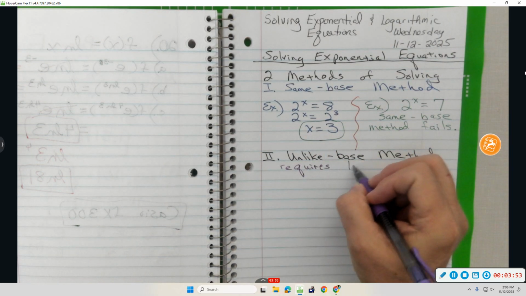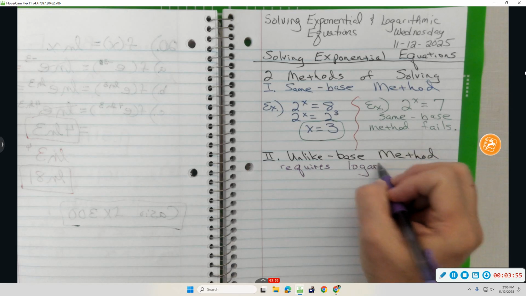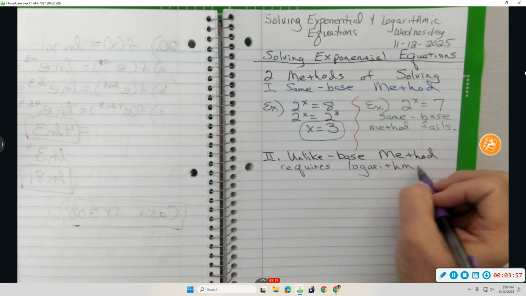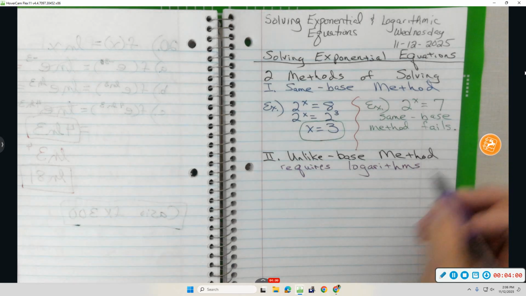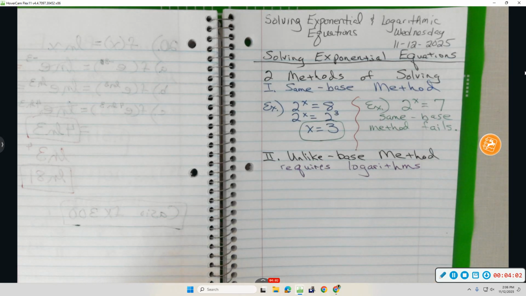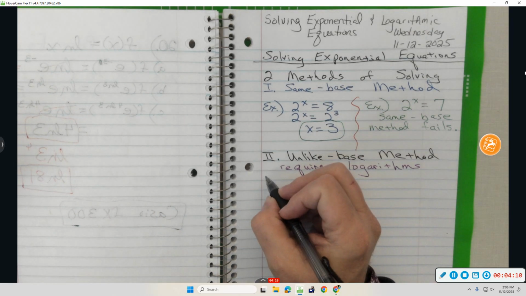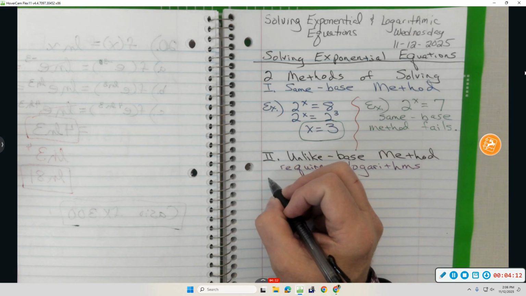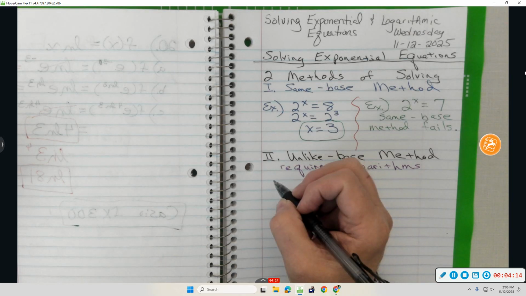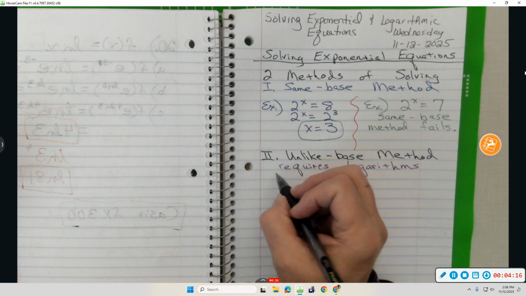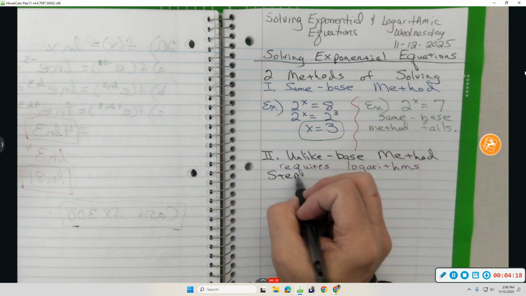I think I'll write out a general sequence of steps. Here are the steps.